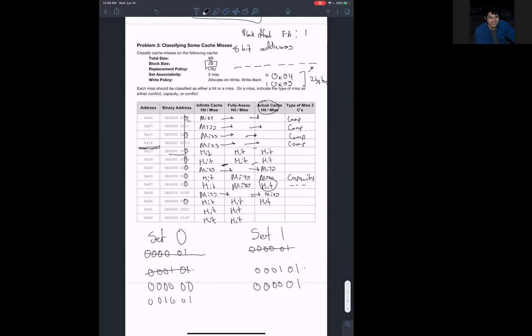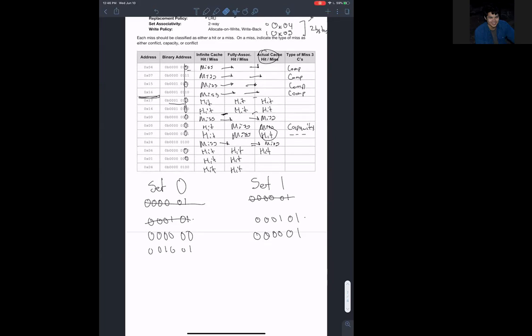And then now we have the memory access 0x01. This is in set 0. And do we have that address in our cache? Wait, did I mess something up? I think I might have. So the answer key says that is not a hit. I think the reason why it's not a hit is because I messed something up with set 0 in the priorities. I think we probably should have evicted a different value.